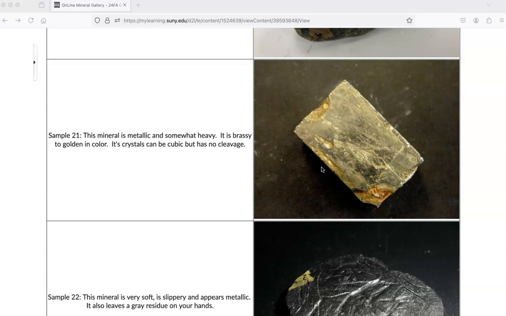What's the formula for this one? FeS, yeah, so iron and sulfur. So you got ZnS, FeS, and PbS. These three minerals must be in what group? The sulfur group, the S group. Good.